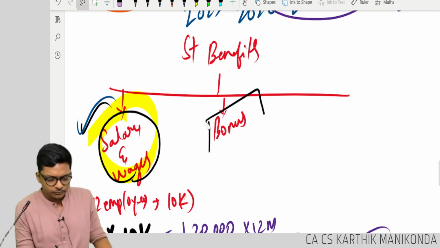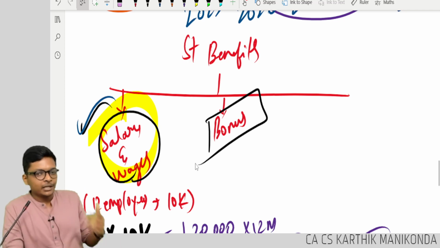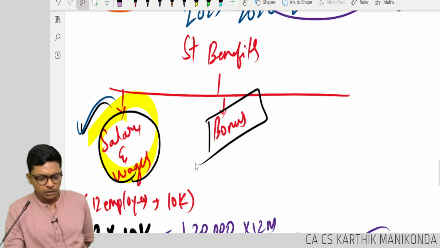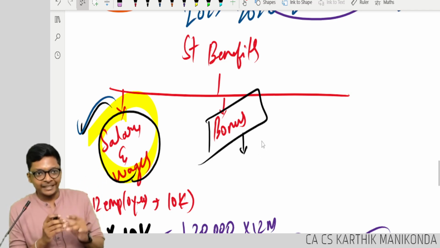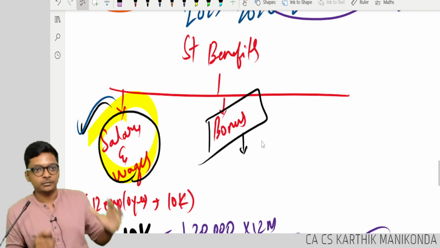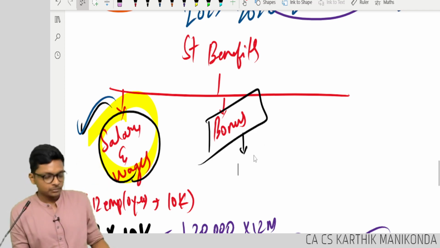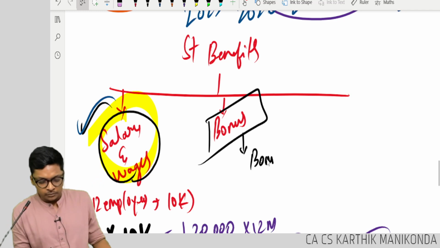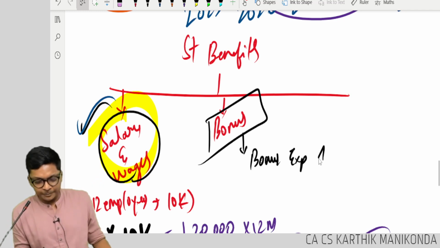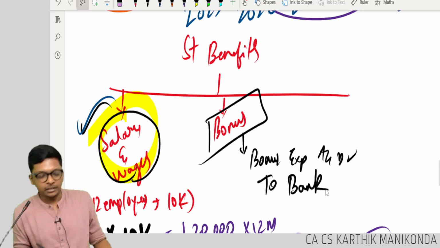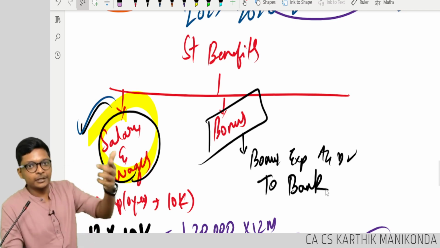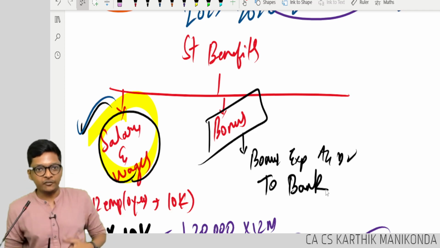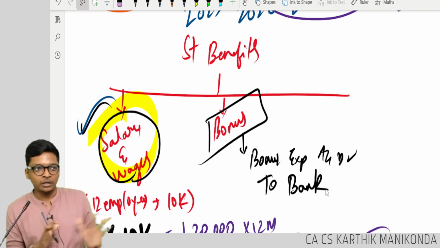Now, what is the entry for this bonus? What is the entry? He got the money. No outstanding. 1 crore immediately cash he got. Okay. What is the entry? Bonus expense account debit to bank. Whose bank account? Elon Musk's. Debit bonus expense, credit the bank account of Elon Musk. You got the context. Okay.